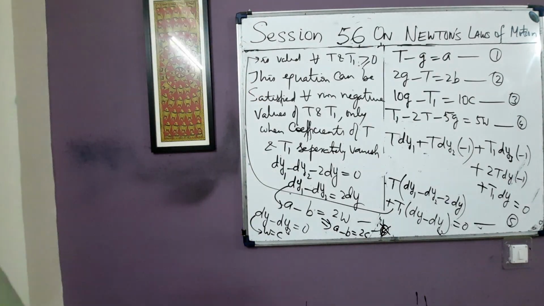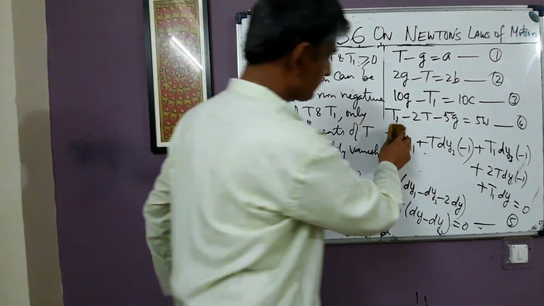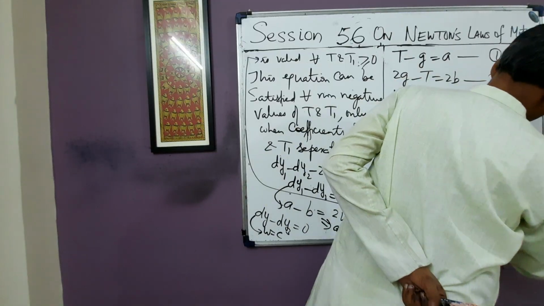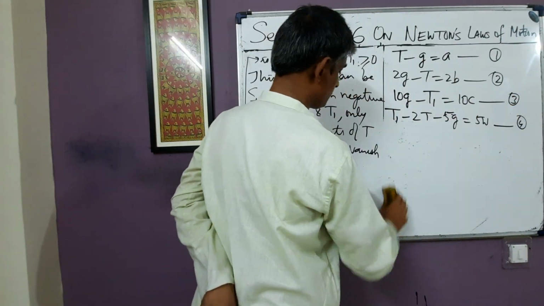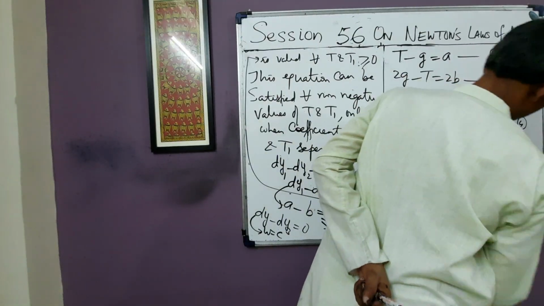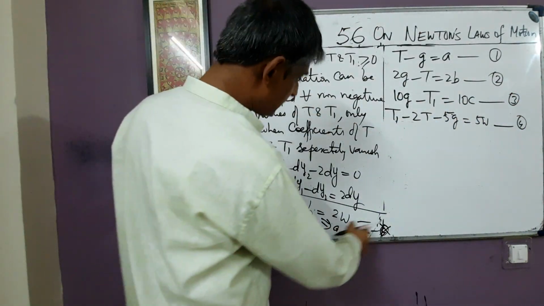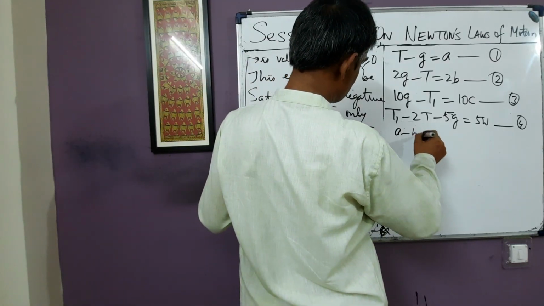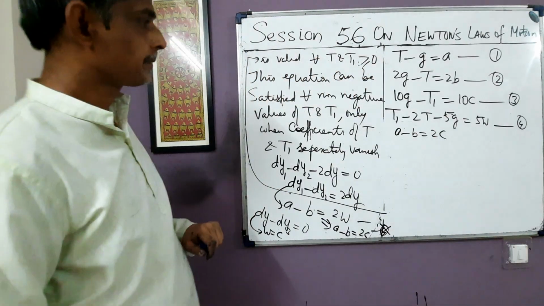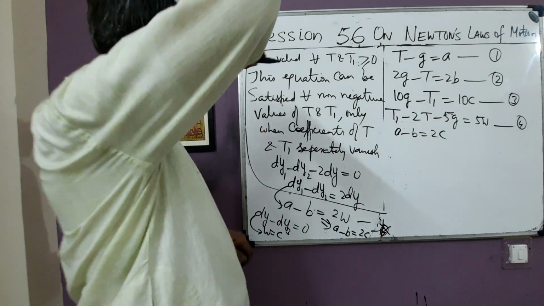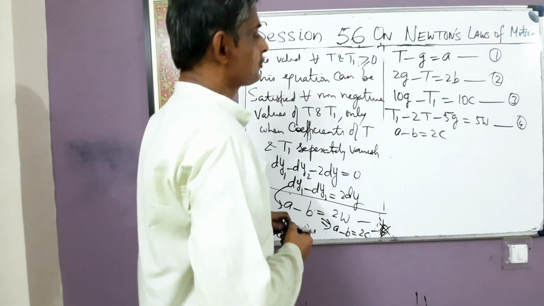Okay. So now what I'll do, I'll write down all these equations and then solve them. A minus B equal to 2C. This is the last equation. So now all we have to do is to solve such equations.